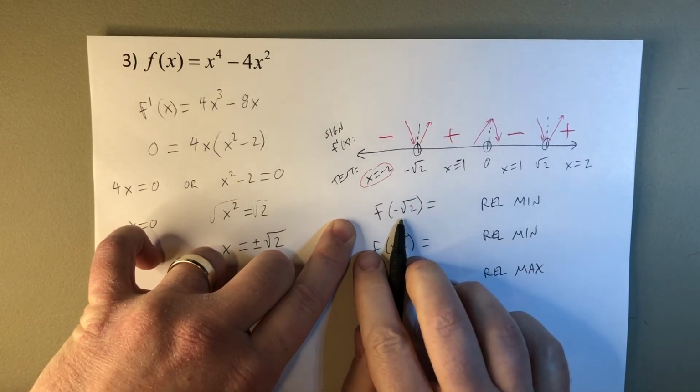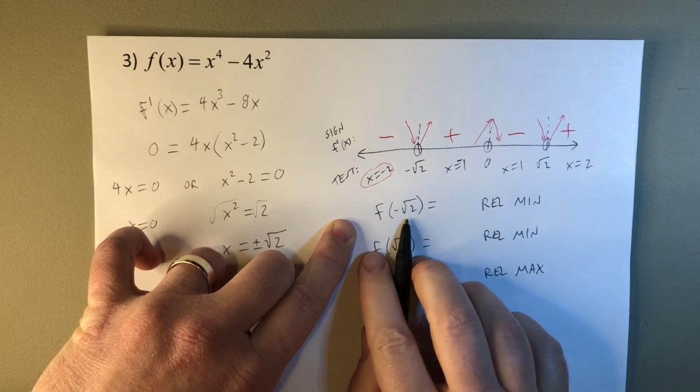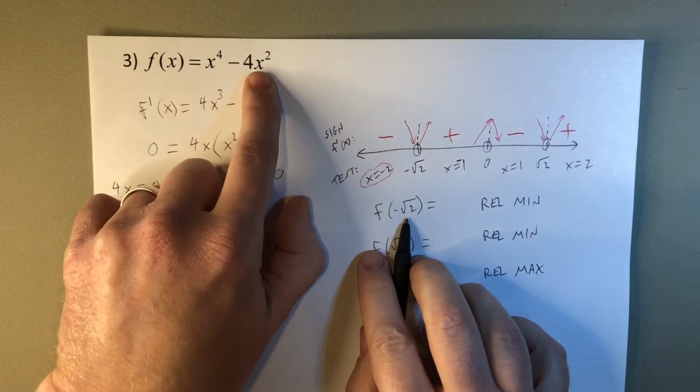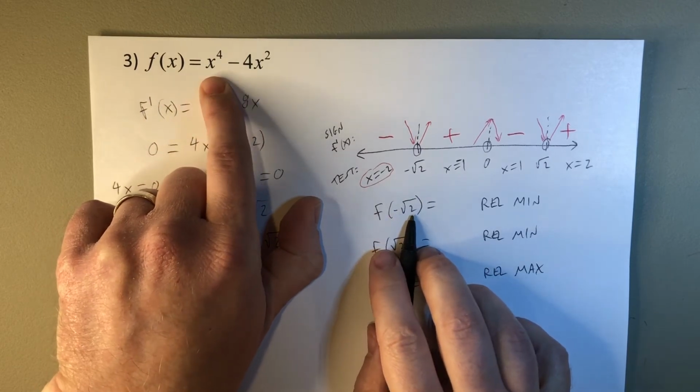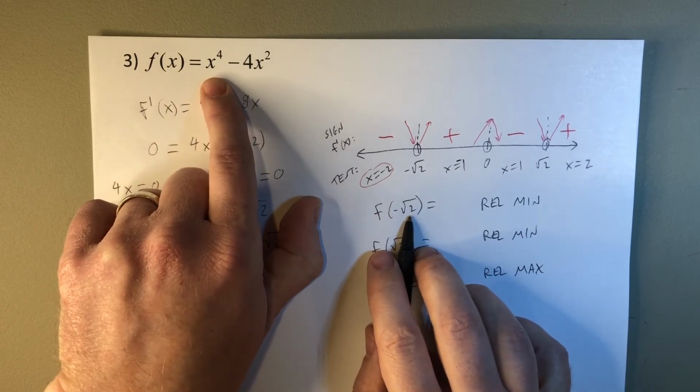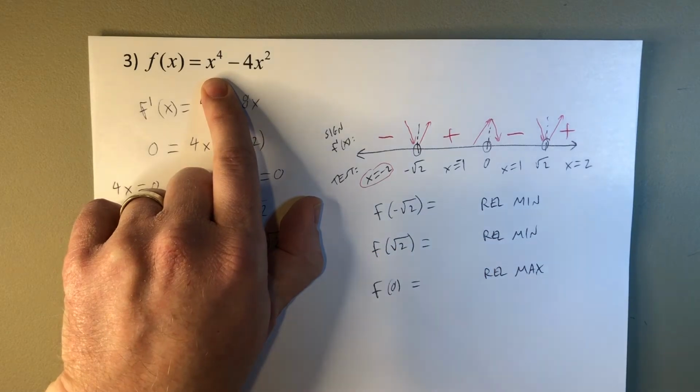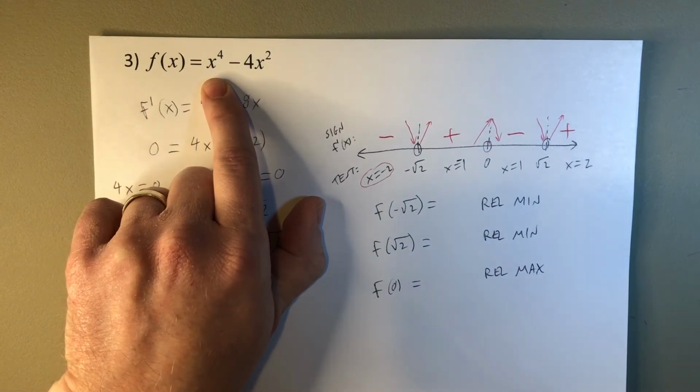All right, to determine what the value would be of f of negative radical 2, you simply replace every x in the original function with negative radical 2. All right, so if you do that correctly, what are you going to get? Well, negative radical 2 to the 4th would be what?